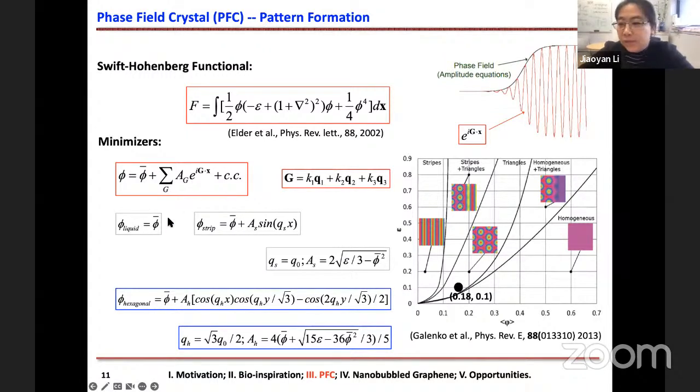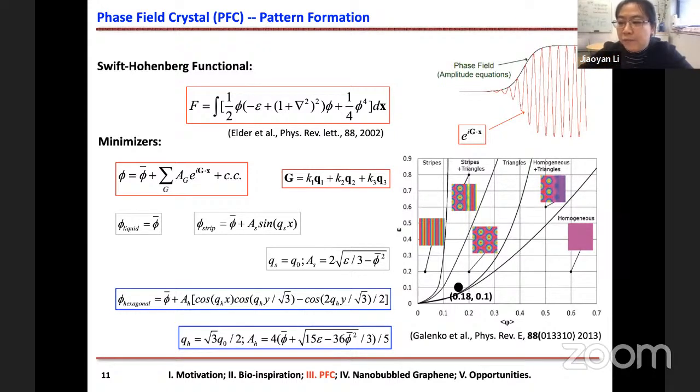So for example, this is the homogeneous phase, the strip phase, and the triangle, or as an inverse pattern, the hexagonal phase. If we bring this minimizer back to the energy functional and solve the minimization problem, the amplitude and the wavelength can be obtained here. The wavelength is actually related to the lattice constant of a crystal.